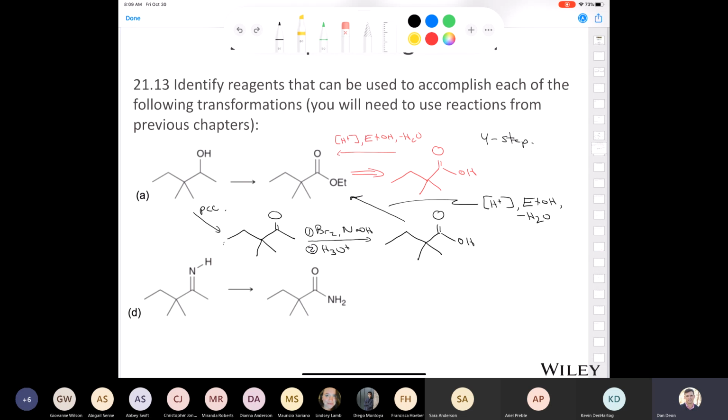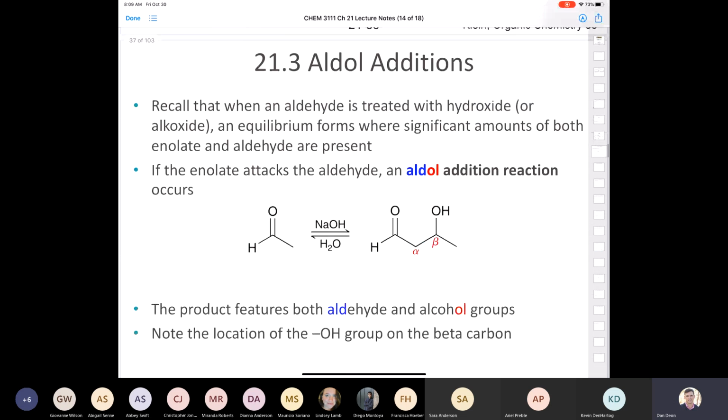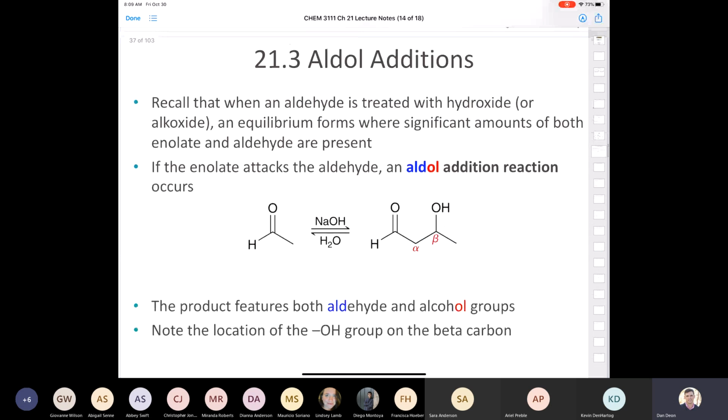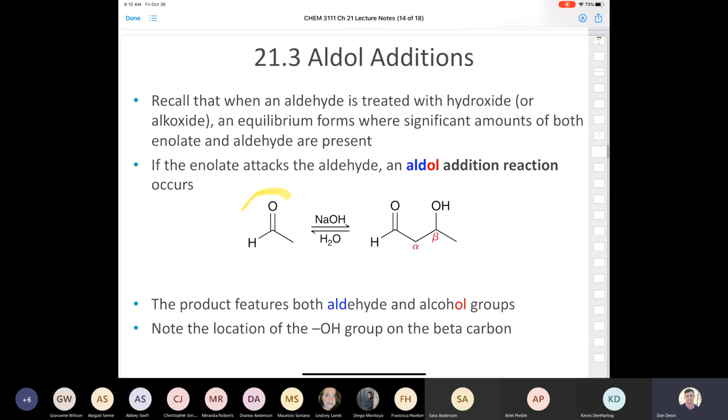All right, well, let's move on to section 21.3. This is a really important section. It deals with a type of reaction that we call an Aldol addition reaction. Recall that when an aldehyde is treated with hydroxide or an alkoxide, you have an equilibrium where you have significant amounts of both the aldehyde and the enolate. If we take this aldehyde here, this is acetaldehyde, and we treat this with sodium hydroxide, not only do we have the aldehyde, but we'd also have some of the enolate.